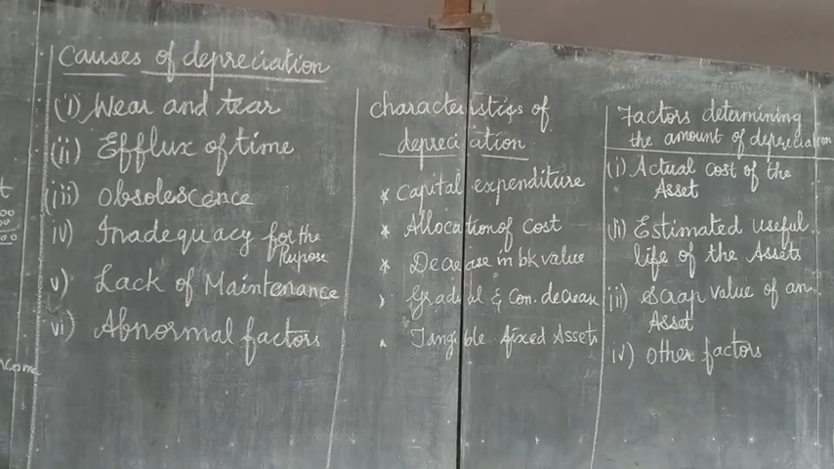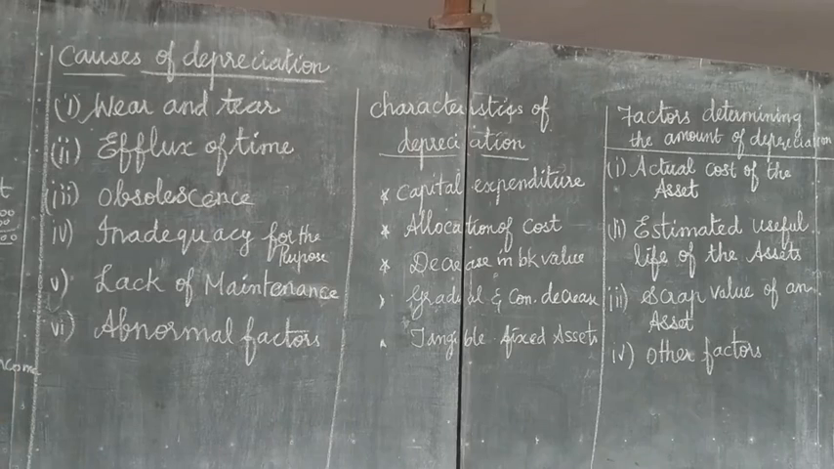See, we can take for example a tailoring machine. What will happen? We are using the machine again and again. The parts may get damaged. So because of that, the value of the tailoring machine will decrease proportionately, isn't it?